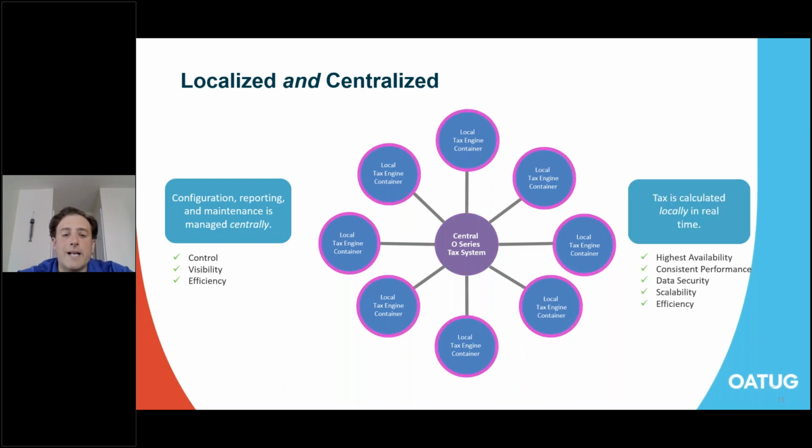However, the tax can be calculated locally in real time wherever you need it. And this could be because you're a retail organization. It could be simply because your back office is global and distributed all over the world, and you need tax calculation in many different locations. So O Series Edge allows you to do that and provide the top quality experience wherever you need tax calculation for whatever reason.